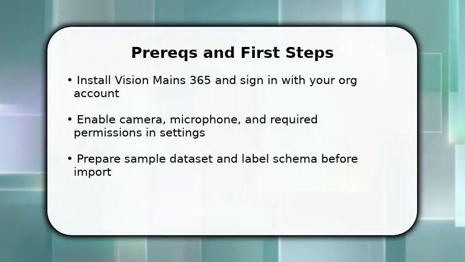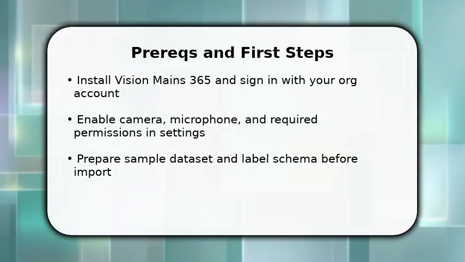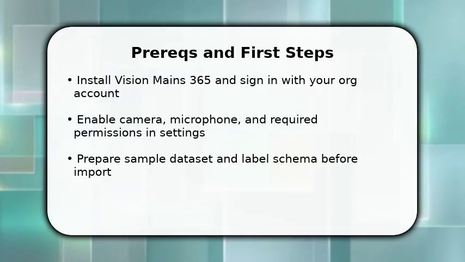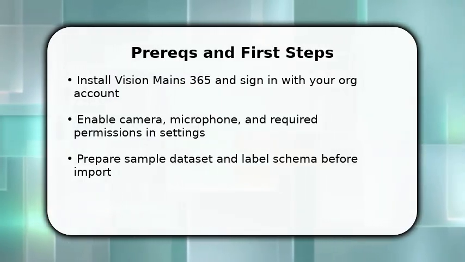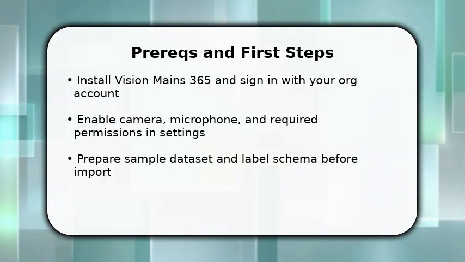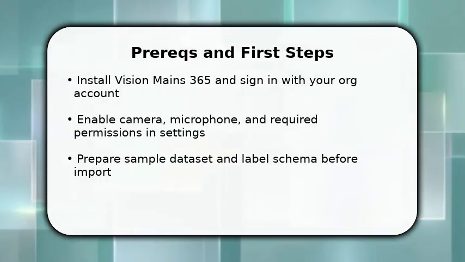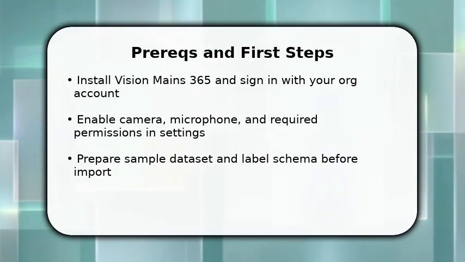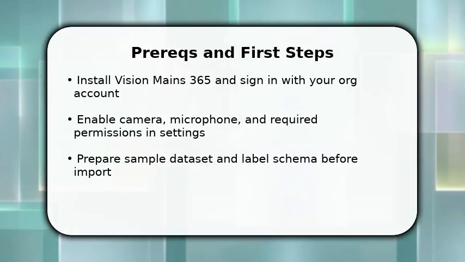You start by confirming prerequisites: a licensed Vision Mains 365 account, admin permissions, and a prepared sample dataset. Log in, then grant camera and microphone access so live features work. Once done, open the import tool and upload your sample with the correct label schema. This prevents errors later. Make sure to choose the right workspace and check storage quotas. If you skip that, training tasks may fail.